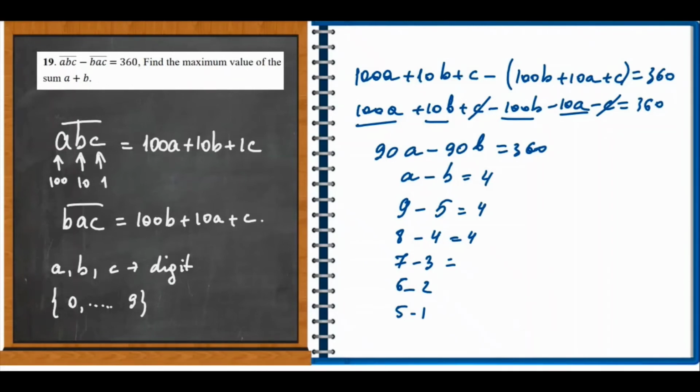Now we must find the maximum value of the A plus B sum. So therefore we will choose that A equals 9, B equals 5. The sum will be 14. The correct answer is 14.